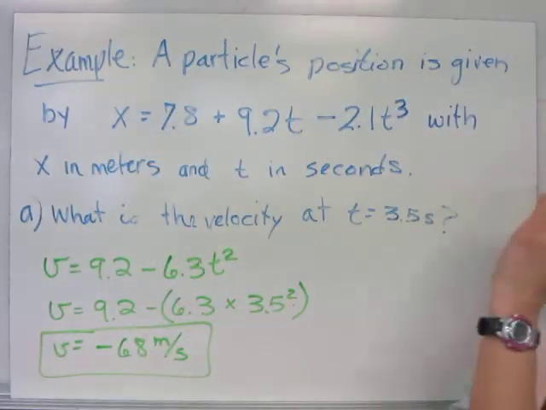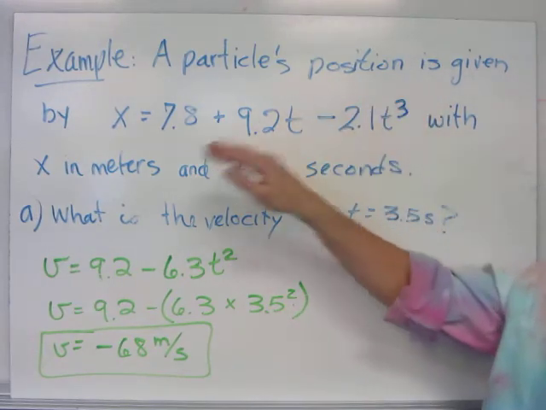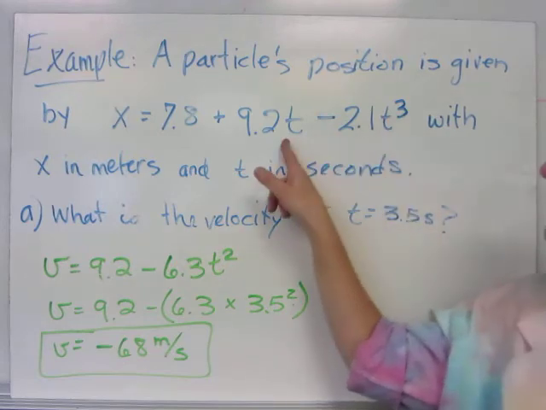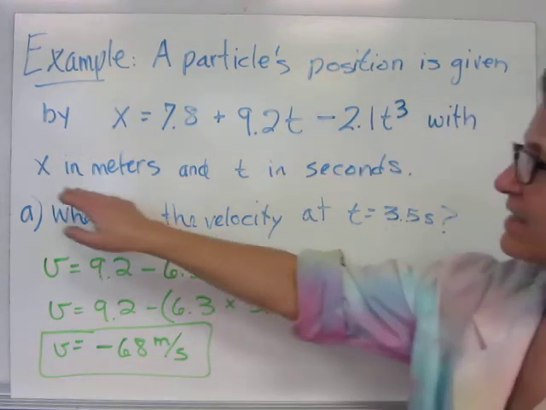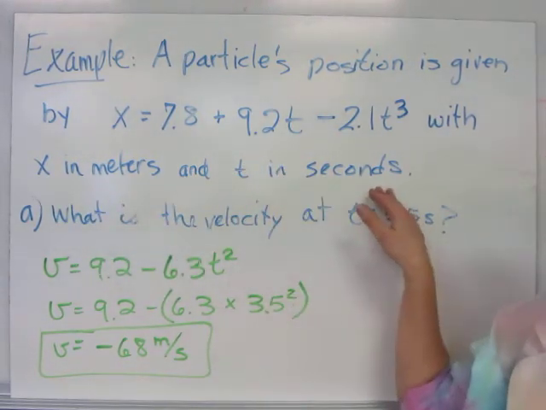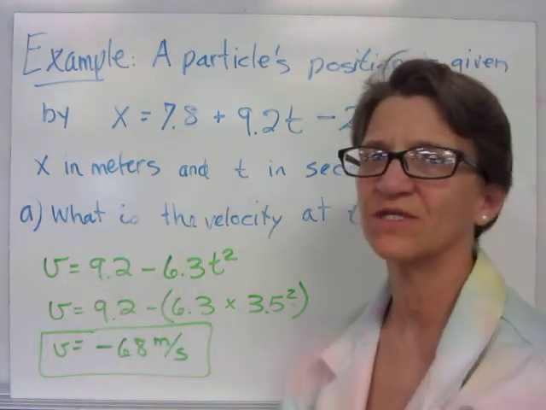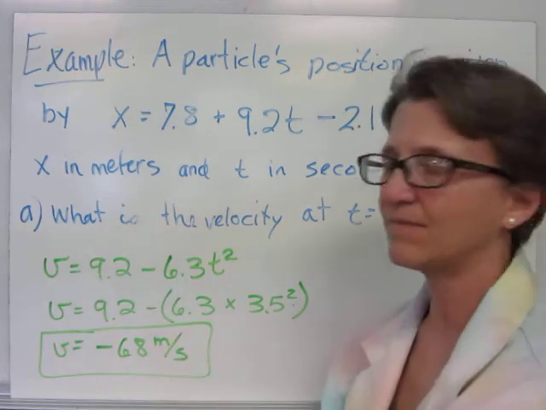Our second example is about a particle, and its position is given by this equation. Now notice we have a cubed and we have just t here. X is in meters and t is in seconds. So a lot of times you won't see units in these type of equations. They're just known by what's given.